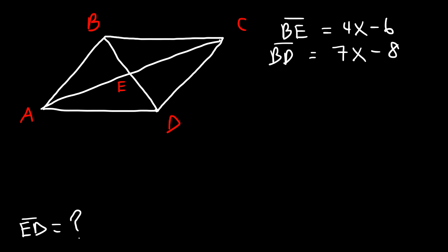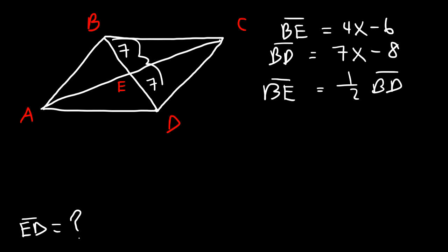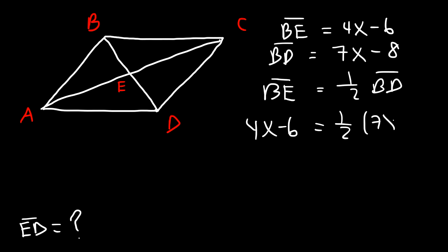So what's the relationship between BE and BD? Notice that BE is 1/2 of BD. So let's say if BE was 7, that means ED would be 7, but BD would be 14. 7 is 1/2 of 14, for example. So BE is 4x minus 6, BD is 7x minus 8.